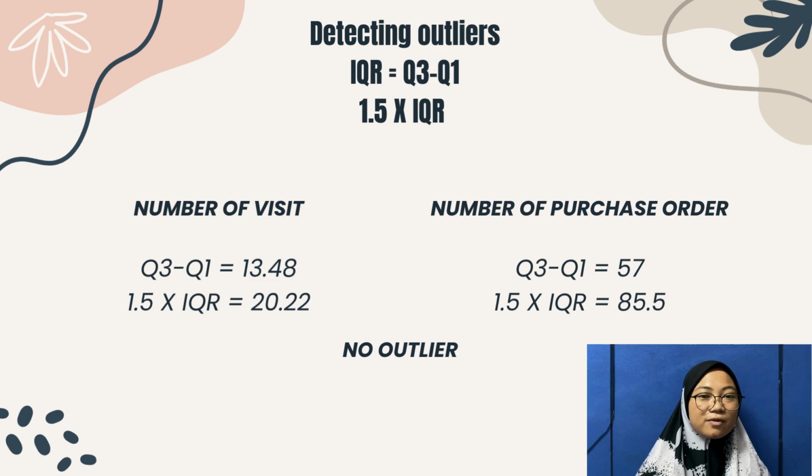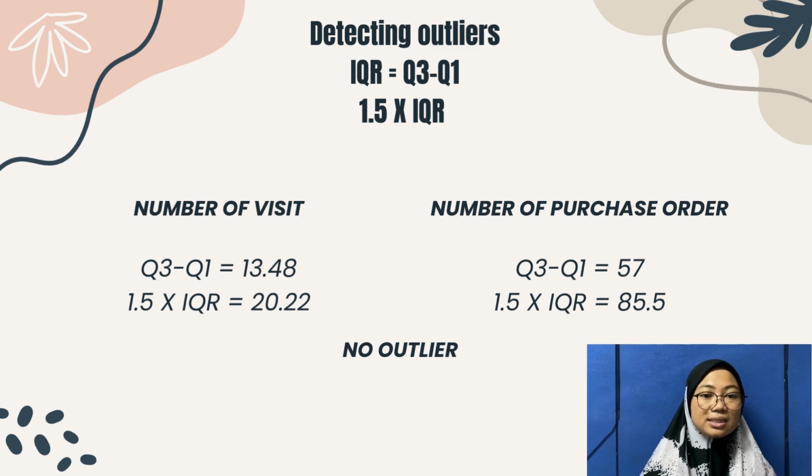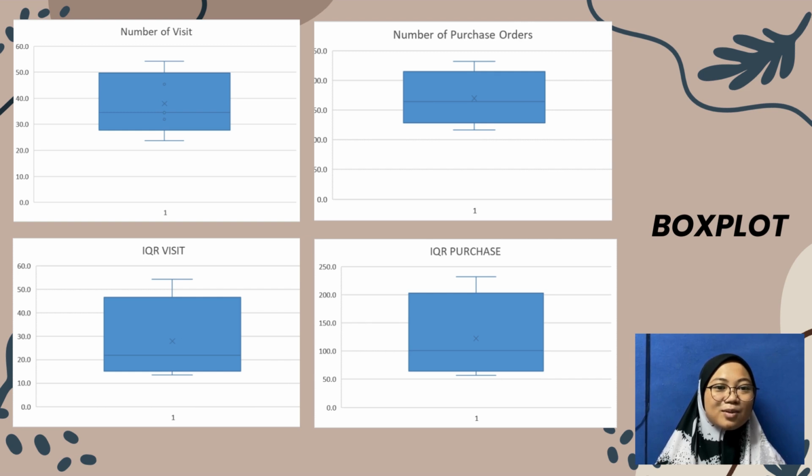With the answers we get from percentile, we have to calculate the IQR value. For this question, there is no outlier because there is no data outside the range of the lower limit and upper limit. After that, this is the box plot for part 3.